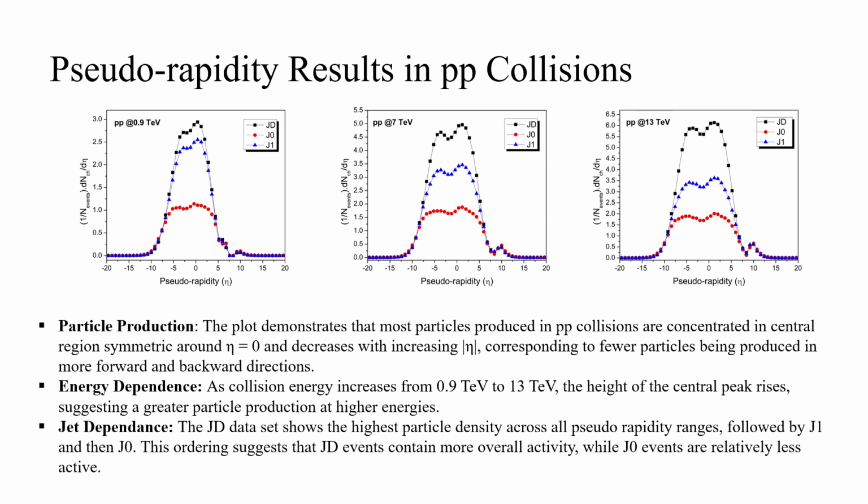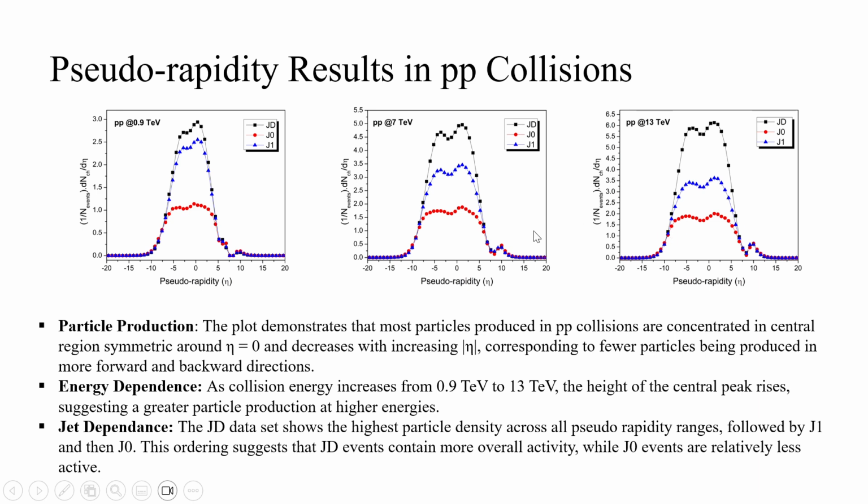As you can see in the graphs, as the collision energy increases from 0.9 to 13 TeV, the height of the central peak rises. Here the height is 3, this is at 2.5, and this is at 1. Similarly, at 7 TeV this changes to 1.5, this to 3, 2.5 converting to 3, and this peak, which was previously at 3, now becomes 5. Similarly, when you increase to the max energy of 13 TeV, you can see the peak after 5 goes to 6, this peak after 3 goes to 3.5, and this peak after 1.5 goes to 2.